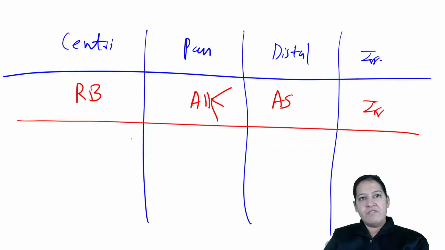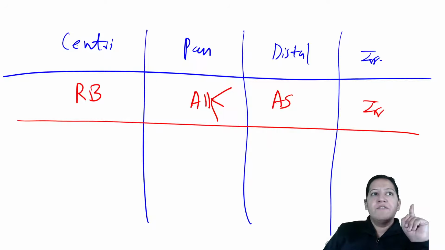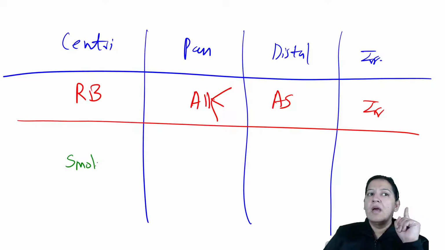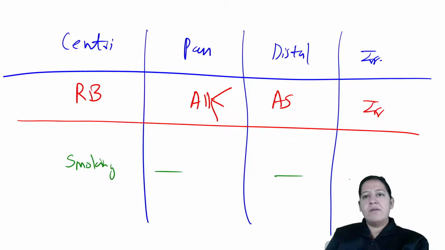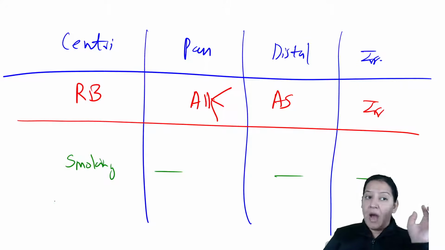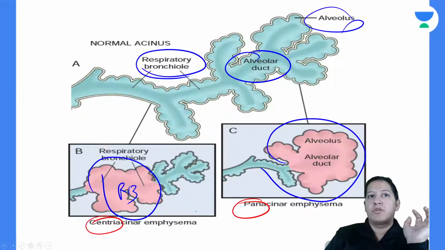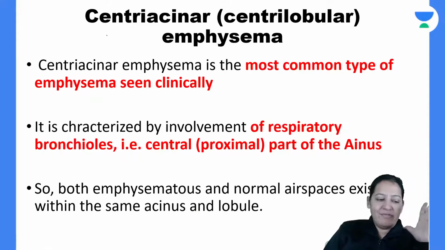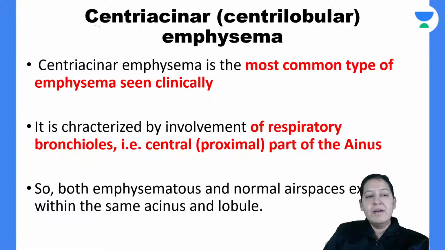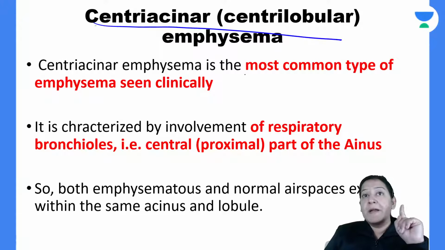You should write one predisposing factor for all of them. For Centriacinar, the most important predisposing factor will be smoking, I guess. So let's see one by one: one predisposing factor, and upper lung or lower lung. Which lobe of the lung is involved? That is also important. So let's start with the first one. Please fill this table with me. Centriacinar emphysema. It is the most common.